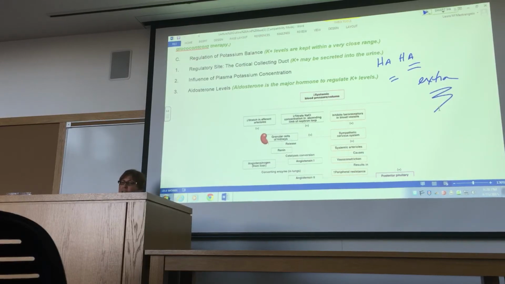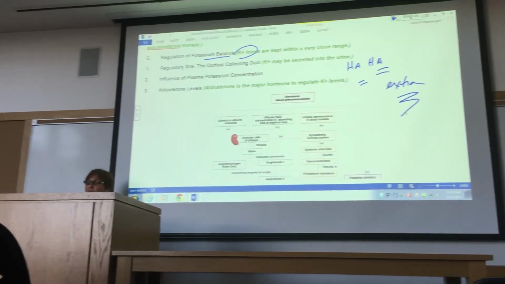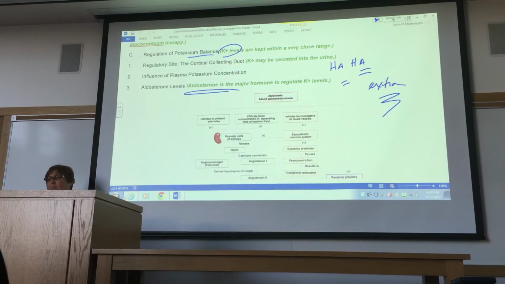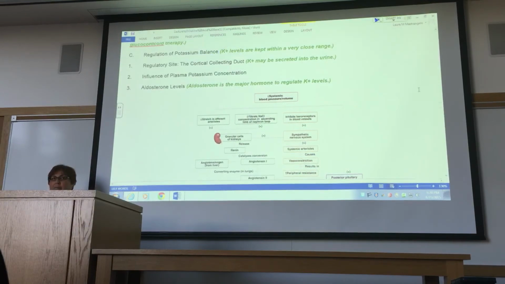Okay. Regulation of potassium. Again, the major hormone is aldosterone. I hope that's a test question, and I hope you get it right.